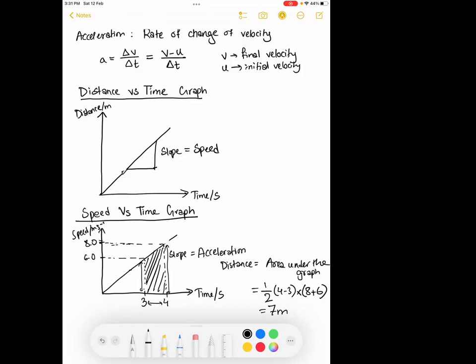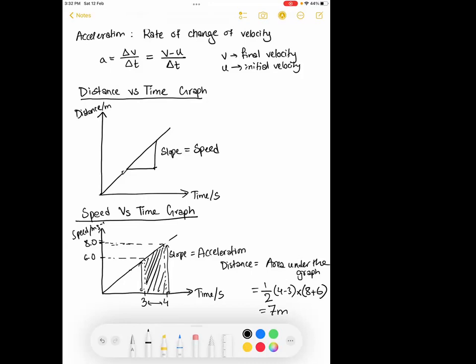So if you have the area of a rectangle, triangle, or trapezium, that's it.